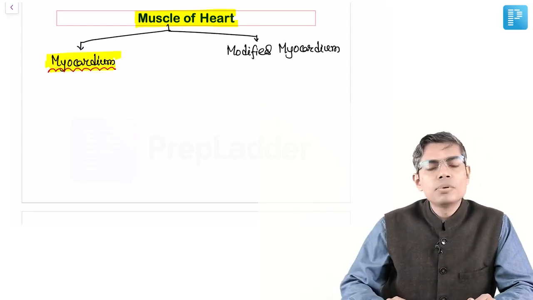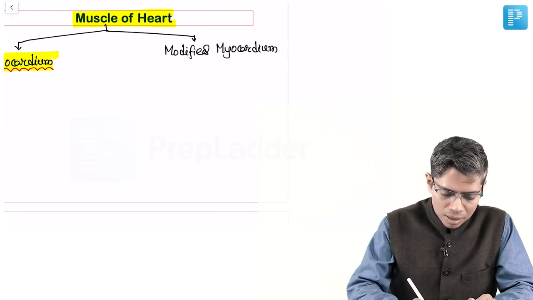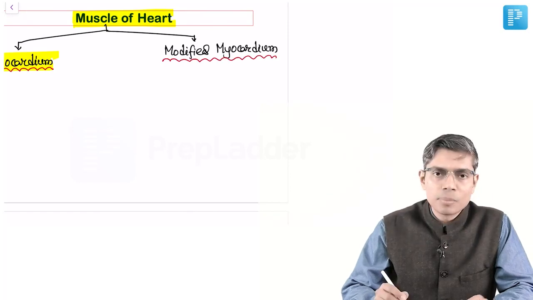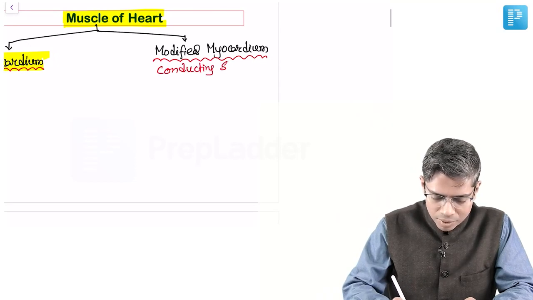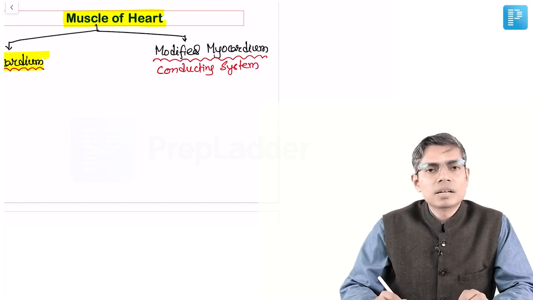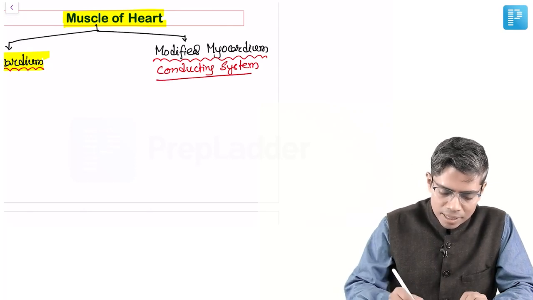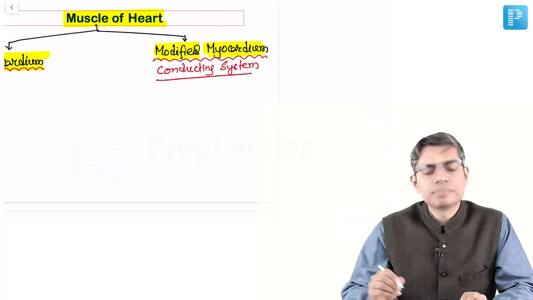But if you look at the muscles of the conducting system of the heart, they are composed of modified myocardium. So modified myocardium is important for MCQ. This is part of the conducting system of the heart. So if I ask you that SA node, AV node, they are composed of which type of muscle, your answer will be they are modified myocardium, not like that of the simple myocardium.